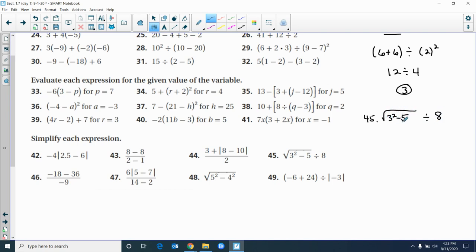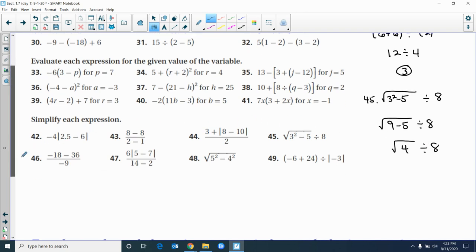This parentheses is like a grouping symbol. You have to do everything inside first and get it down to a single number. 3 squared is 9, and 9 minus 5 is 4. Well, we haven't talked a ton about it, but you've had this enough in the past. What's the square root of 4? Square root of 4, what squared equals 4, is 2. So 2 divided by 8.